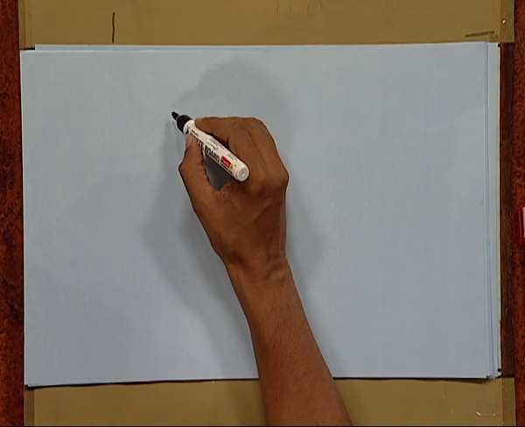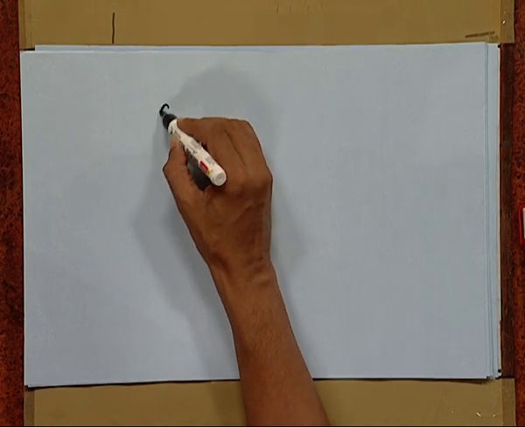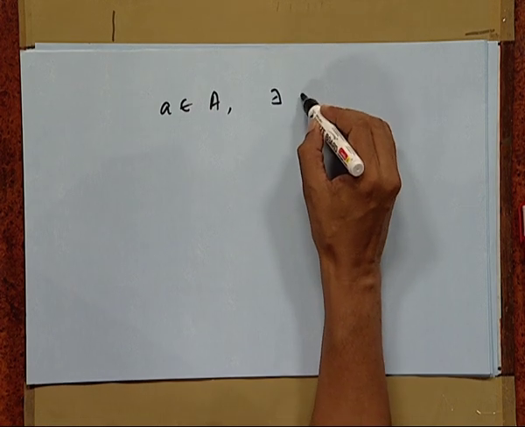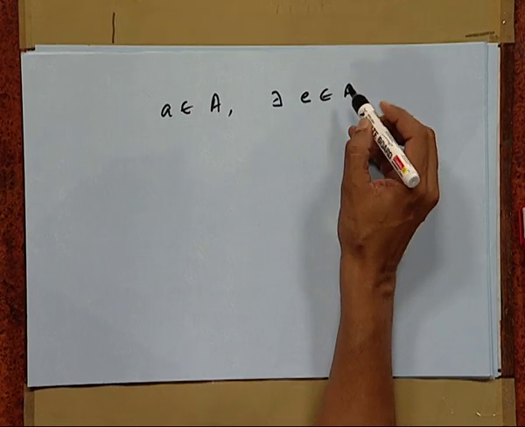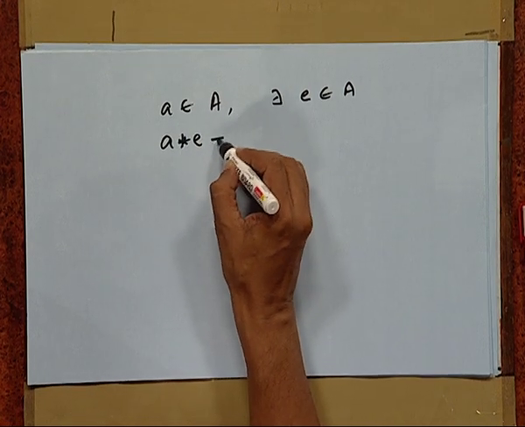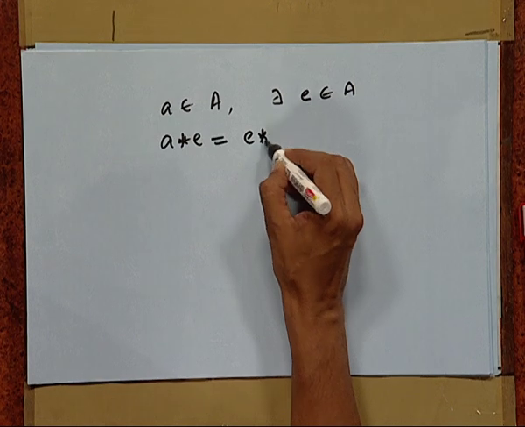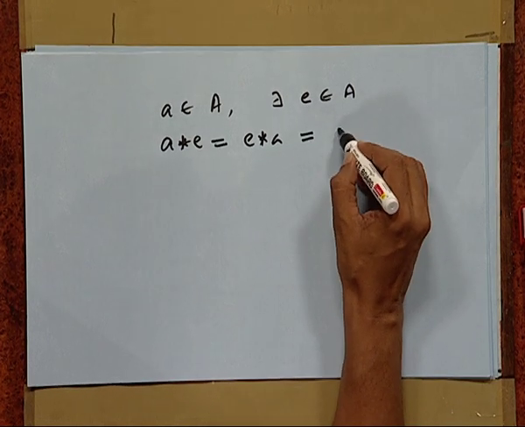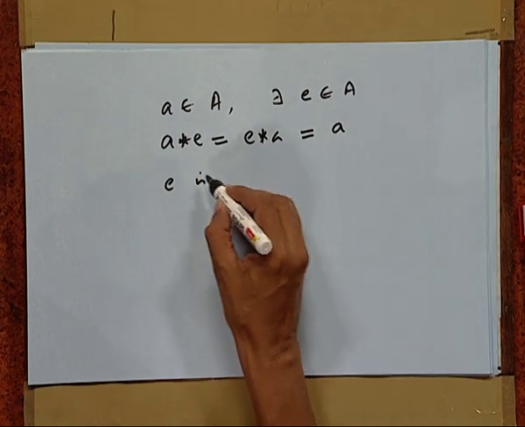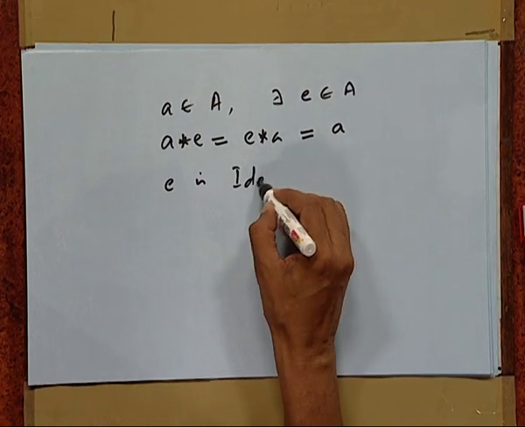If we have a binary operation star defined on a set A, with the property that for all a belonging to A, there exists e belonging to A such that a star e is equal to e star a is equal to a, then we say e is identity.